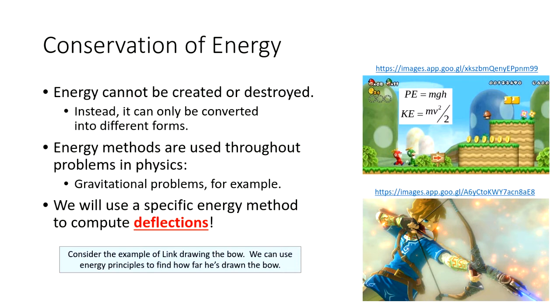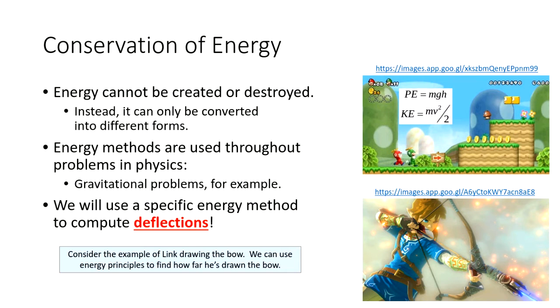So we can use a similar energy method to compute deflections in structures. I have another video game related example here. I've got Link getting ready to shoot a bow. How does a bow work? You have the bow, and you knock the arrow on the string of the bow, and then you draw the bow.